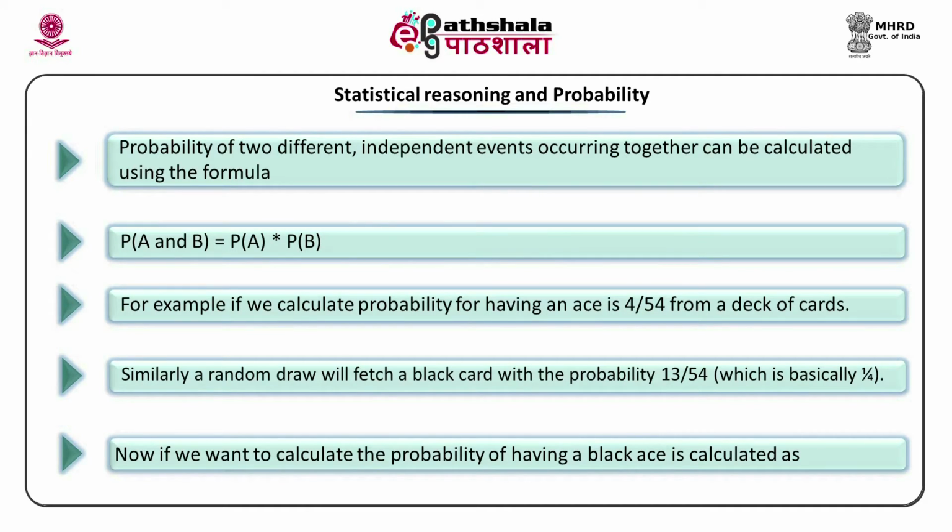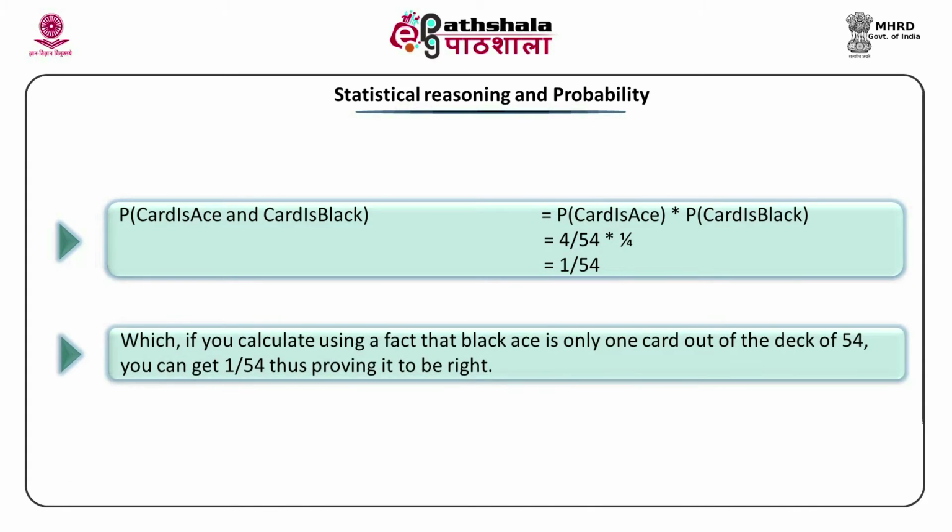Simple multiplication of both of them. If you draw a black, it is 13 out of 54. So, that is 4, and black ace is 1 out of 4, 4 out of 54. Okay, so that is 1 upon 13. So, when you multiply that, what you get is 1 upon 54, and again black ace is 1 upon 54. So, you can see that is how it is done.